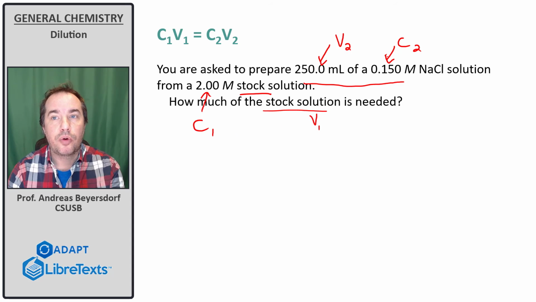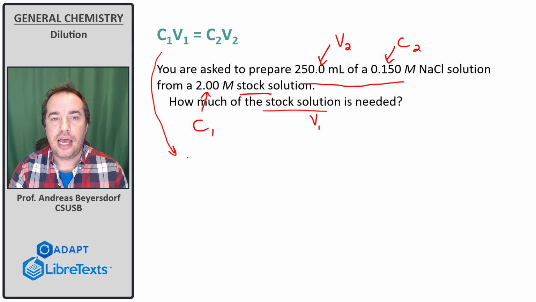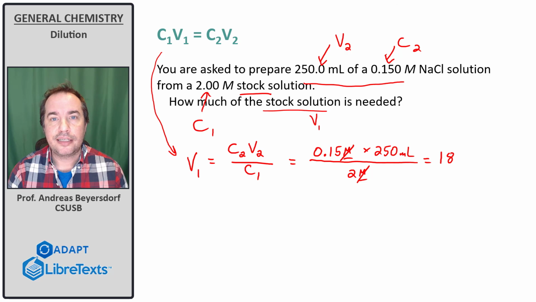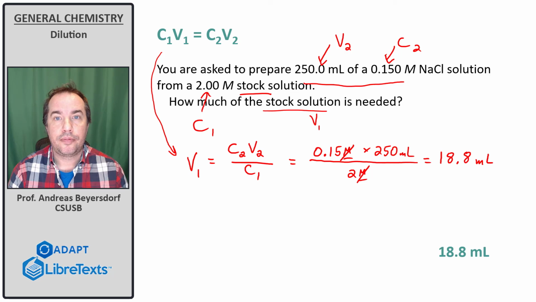So we're given C1, we're given C2, we're given V2. We want to rearrange this equation to get V1. So V1 is going to be C2 times V2 over C1. So we plug those in, 0.15 molar times 250 mLs. We have 2 molar here. Notice the molarities will cancel out. That's good. And this is going to get us 18.8. And notice everything cancels out except the milliliters. So we have 18.8 milliliters.